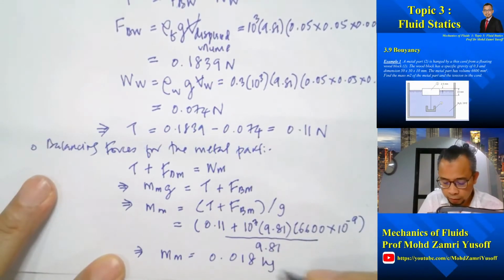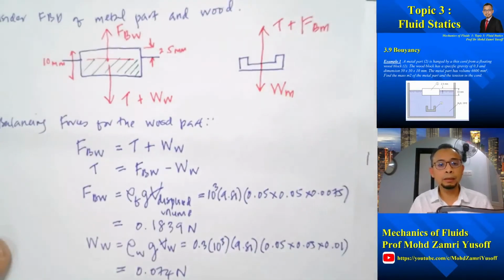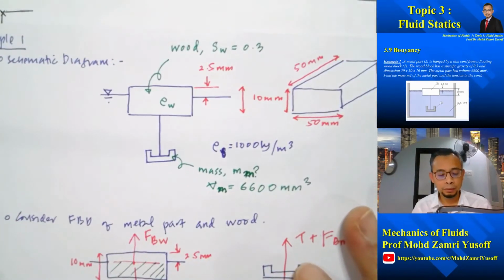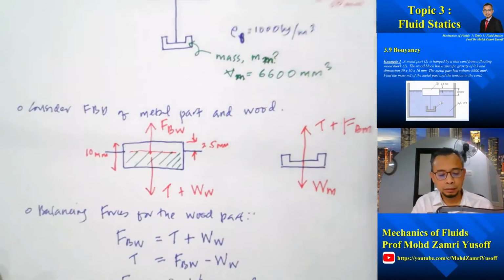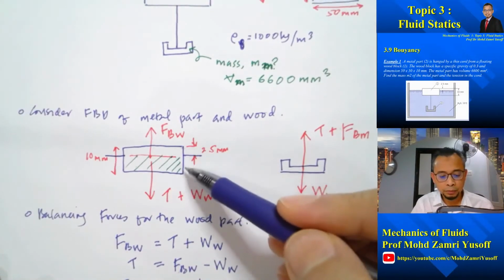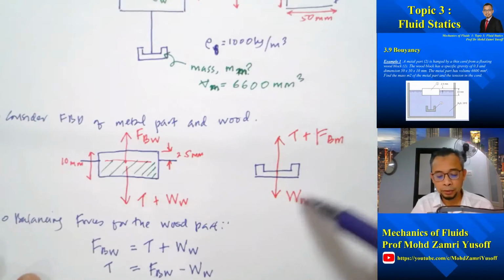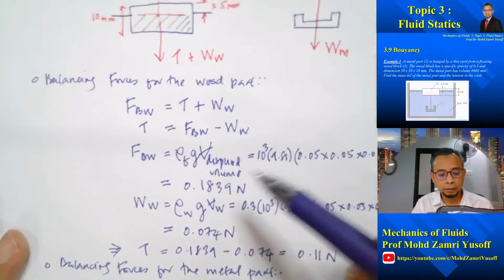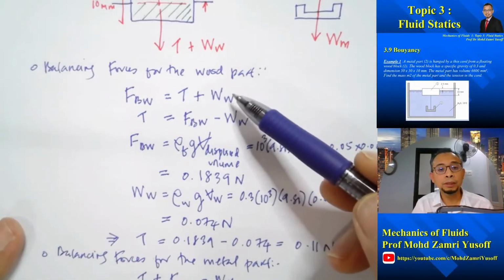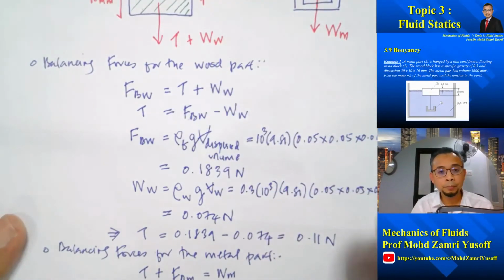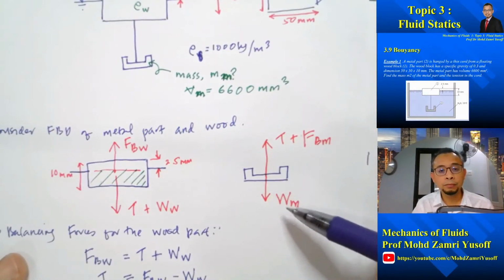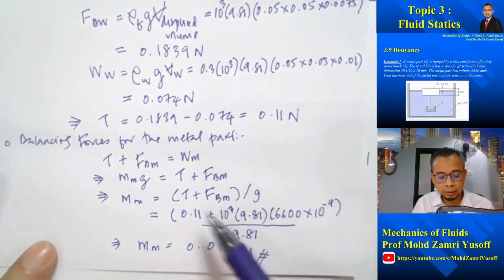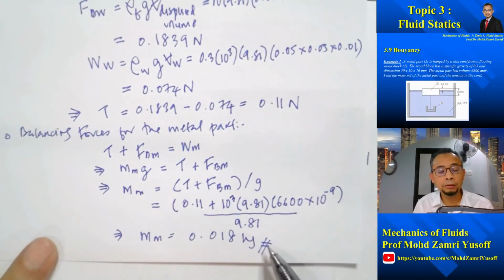So that gives me the mass of the metal equal to 0.018 kilogram. If we recall what we did just now, we considered the schematic diagram. Then we drew the free body diagram for the floating wood and for the metal part. After that, we balanced the forces on the wood, which allowed us to calculate the tension in the cord. Then we balanced the forces for the metal, which allowed us to calculate the mass of the metal.